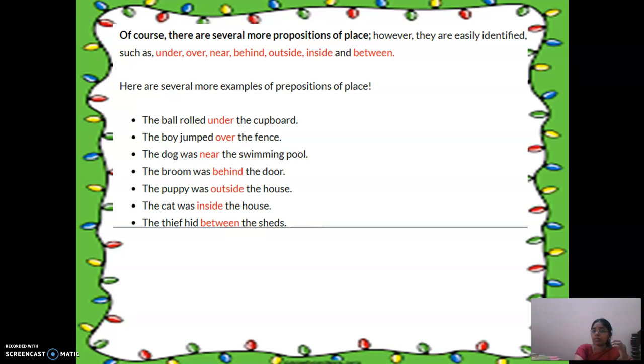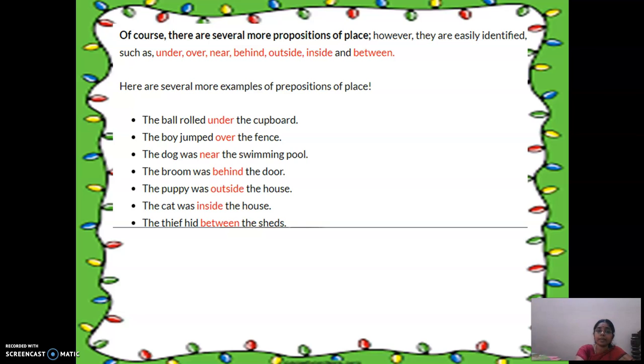So there are more prepositions of place. We saw so many pictures: under, over, near, behind, outside, inside, between. All these, we represented with pictures also. And some examples I am giving you now.